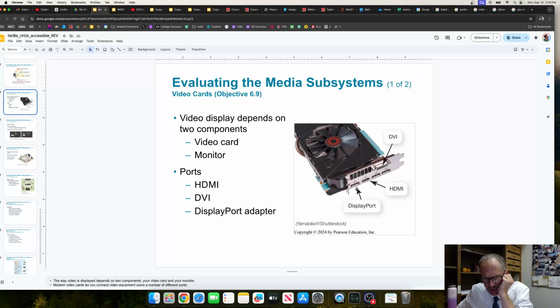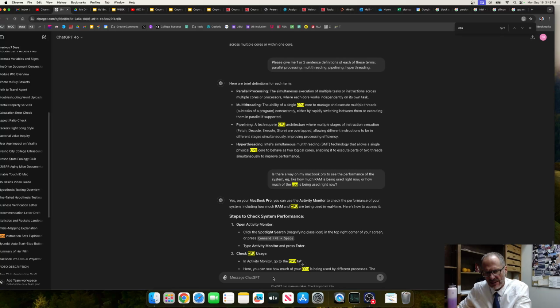And then you have a DisplayPort, which looks like that. And then you have DVI. So this one's old. This one's pretty good. And that one I think is the best, but I'm not totally confident. So DisplayPort, HDMI, and DVI, we could say, can you rank these from newest to oldest?